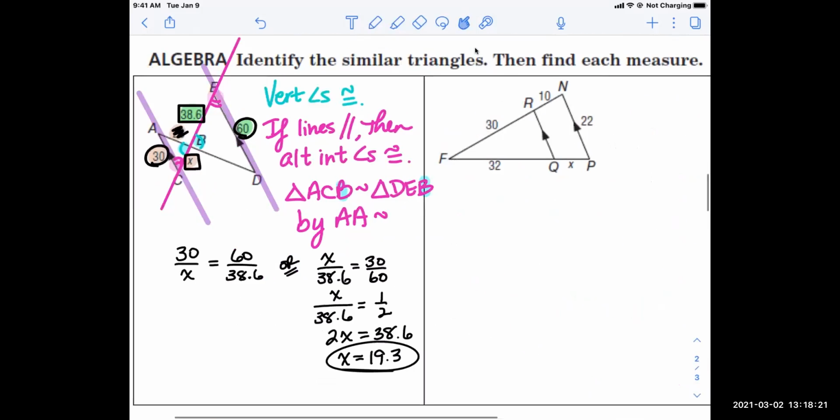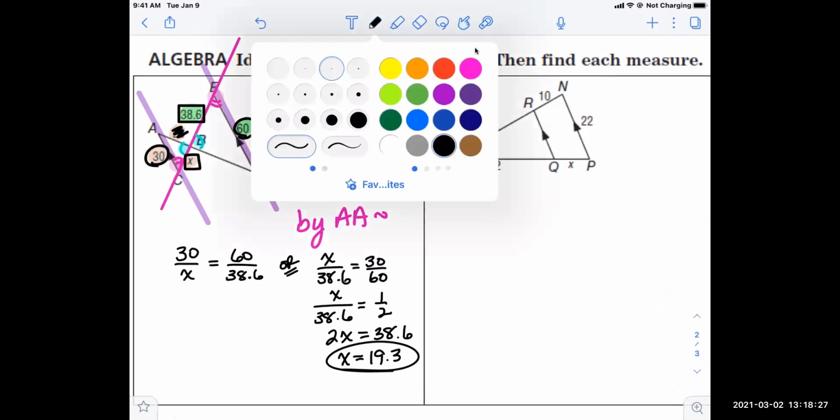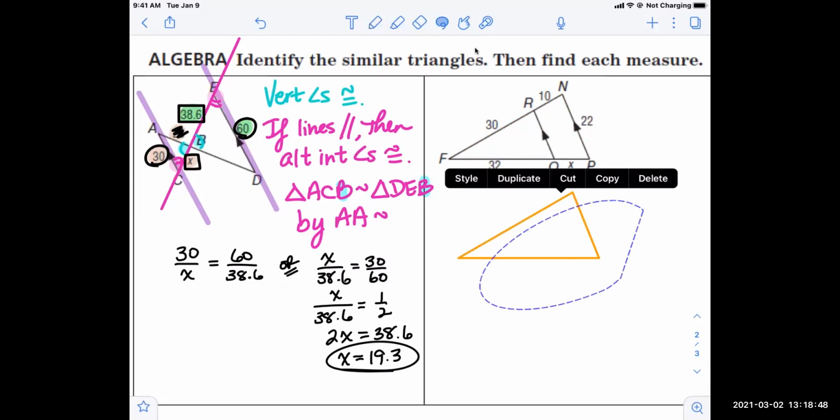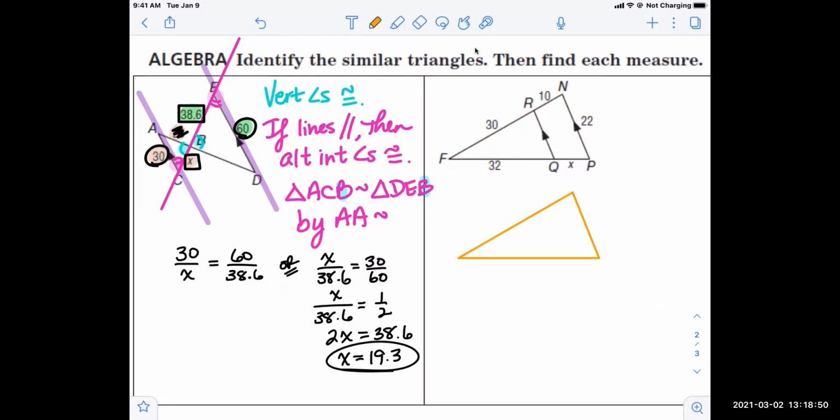Okay, in the next one, the triangles. Do you see the triangles that they're referring to? So what is the name of one of the triangles? Braden, name one of the triangles. And say it again. NPF, okay. All right, so we have that triangle. I'm going to copy that down here. This is NPF.